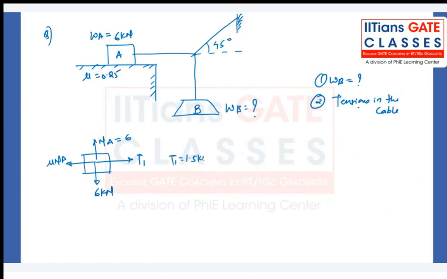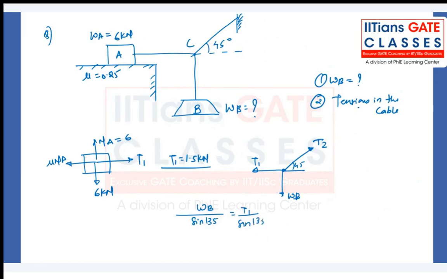Let's draw the free body diagram of this joint. You can call it joint C. We have WB acting downward. We have tension T1 acting this side, and tension T2 acting this side, making an angle 45. So using Lami's theorem, WB divided by sine of 135 is equal to T1 divided by sine of how much? 90 plus 135, that is equal to T2 by sine 90.